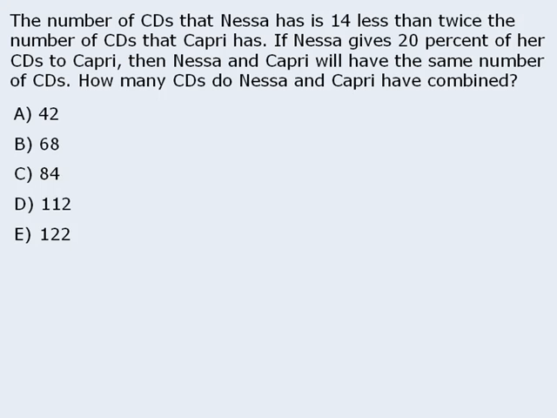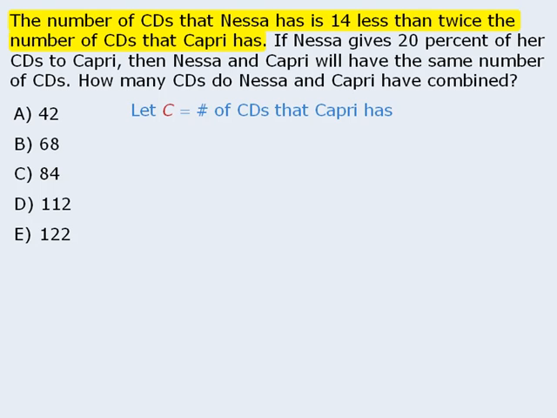Since the question provides information about the number of CDs owned by each person, let's assign variable expressions to these values. Now, from the given information, it appears that Capri might have the fewest CDs, but it's hard to tell. Nevertheless, let's go ahead and let C represent the number of CDs owned by Capri. Alright, now let's deal with Nessa.